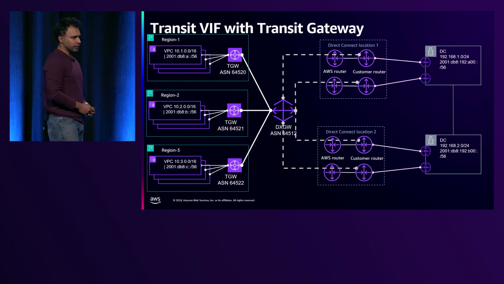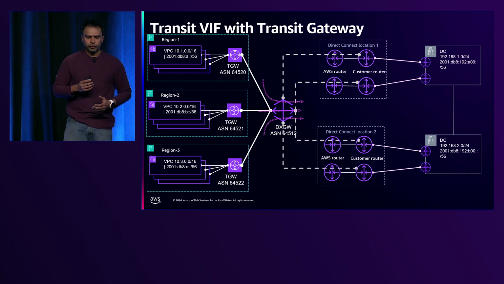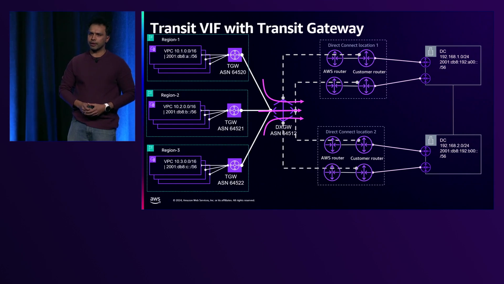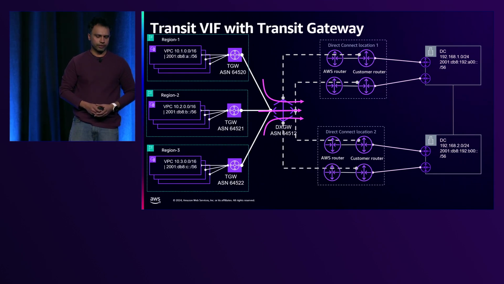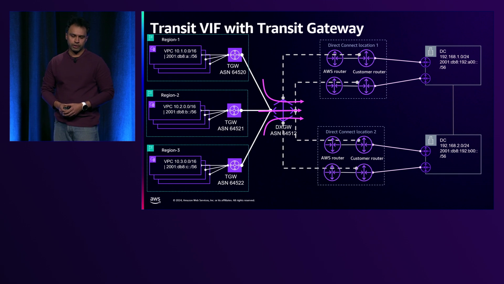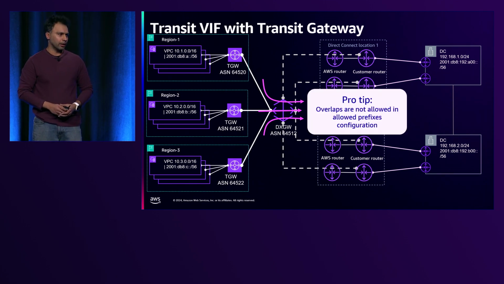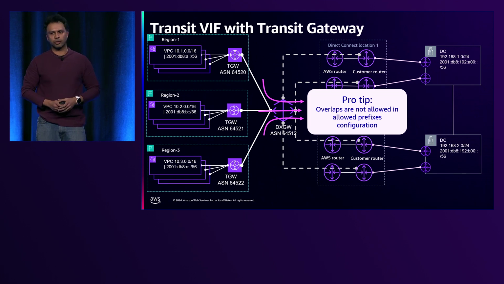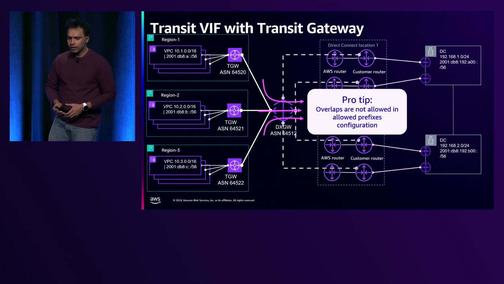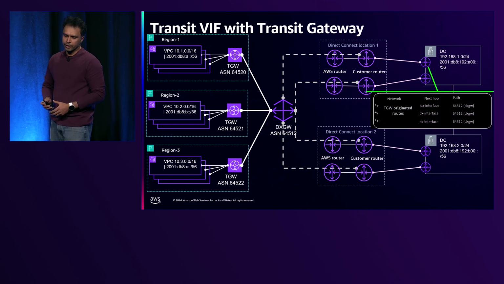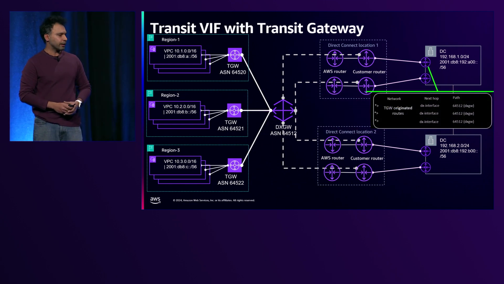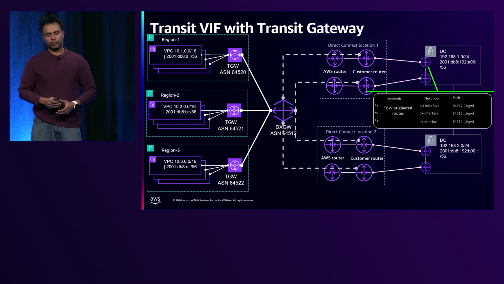As you heard from Tom in the first part, on the association between transit gateway and Direct Connect gateway, you need to configure allowed prefixes. The limit there is 200 prefixes per association. The pro tip here is overlaps are not allowed in the allowed prefixes configuration. So if you have 3 different transit gateways, as you're seeing on the screen, you must have unique prefixes originating out of each association. When you look at your on-prem routers, you will see the transit gateway originated routes. Next hop is the Direct Connect facing interface, and the path will only include the ASN of the Direct Connect gateway.